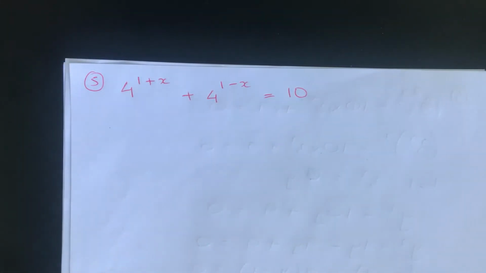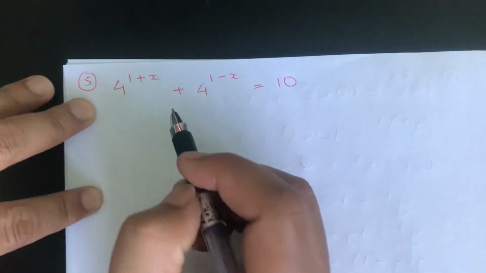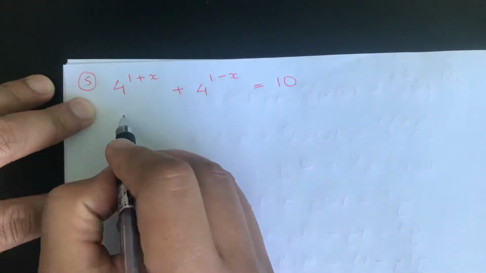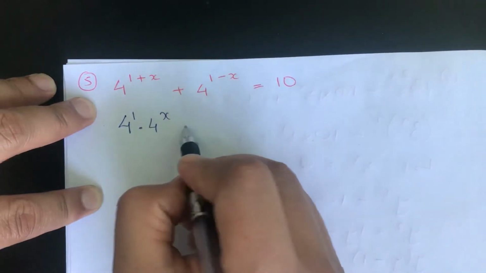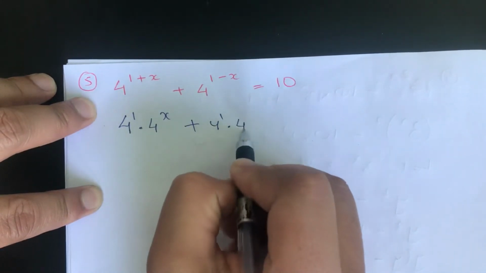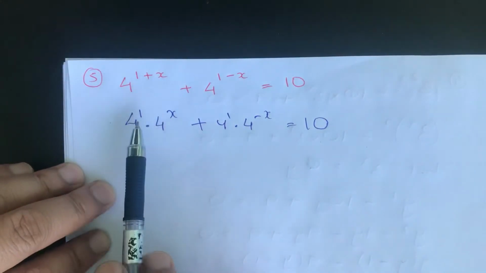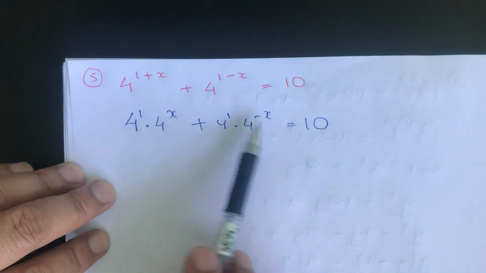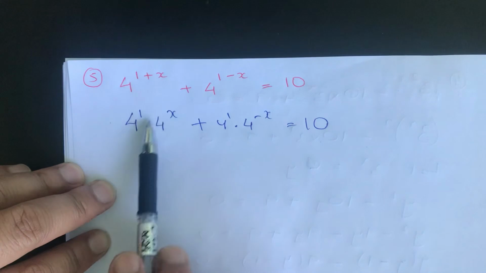Whenever we have something like this, the first thing you need to do is separate the two powers. What do I mean by separate the two powers? Just write it like this: 4 to the power of 1 into 4 to the power of x. This is also like 4 to the power of 1 into 4 to the power of minus a. That's the first thing that you have to do. Separate the powers. Make sure that each base has individual powers. We do not want two powers along with one base, so we just need to separate them.